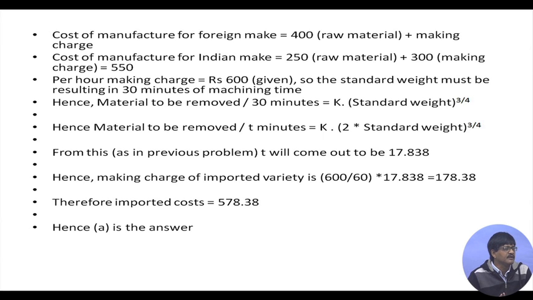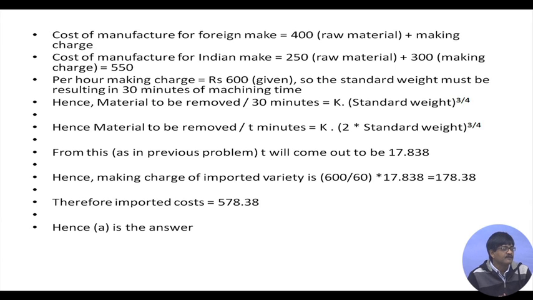The term standard weight is slightly misleading. It means that if per hour we are having a making charge of 600 rupees and the Indian make requires 300 rupees, it must be 30 minutes of machining. So, 30 minutes of machining must be required in case of the Indian make. Hence, the material to be removed in 30 minutes is equal to K into standard weight. Oh, I understand. Standard weight here means the standard static load that we are using.